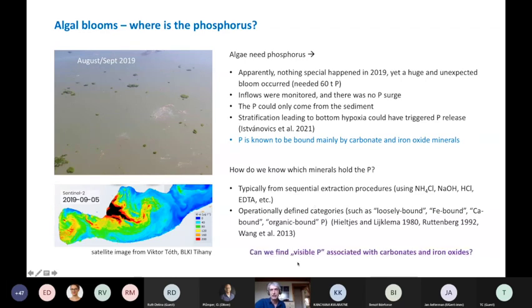So we wanted to see if we can find visible phosphorus. By visible, I mean that it's visible by TEM. And can we see it on carbonates and iron oxides? And can we experiment with it and see when it gets released?